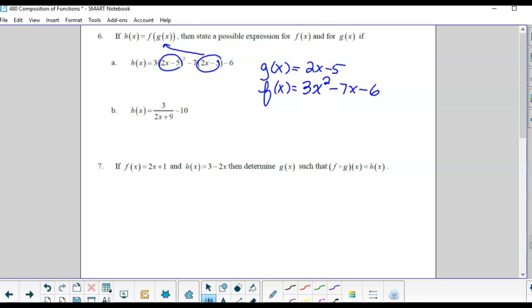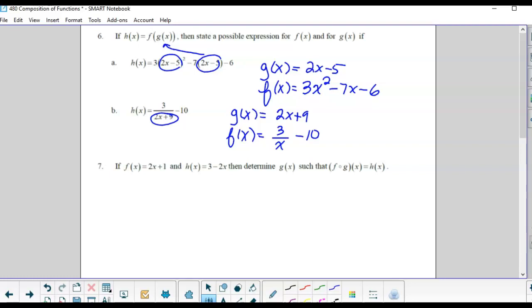So I always look for brackets that are the same. In a rational, the next one, the denominator, I would make that my inside function. So I would say g of x is 2x plus 9. So that means f of x would be 3 over x minus 10, because then that just gets replaced. There's more than one possibility, but these are the most obvious.